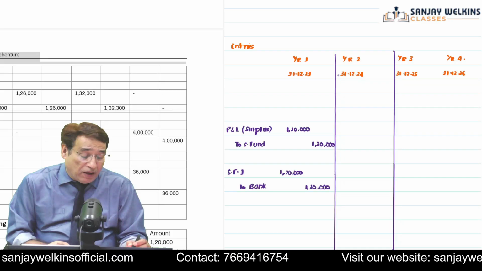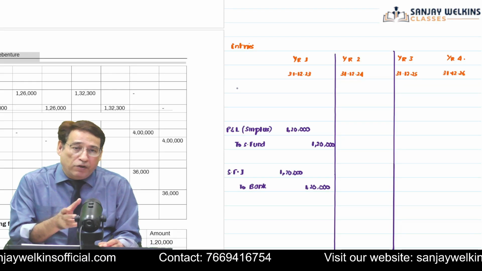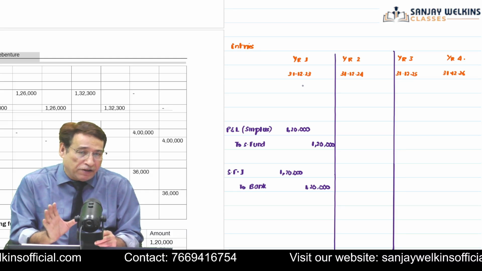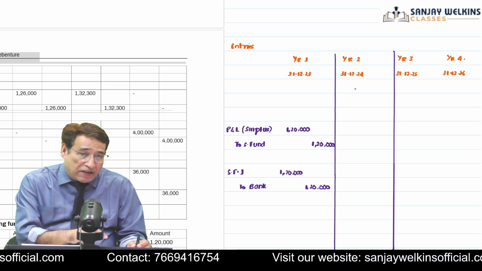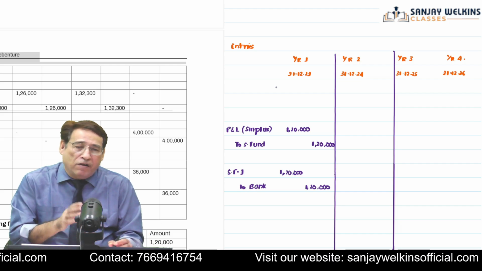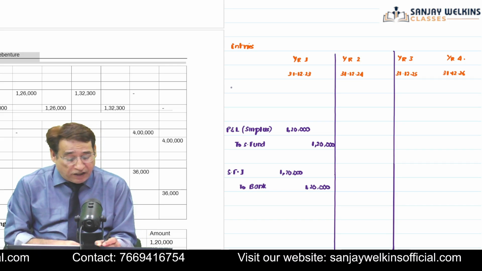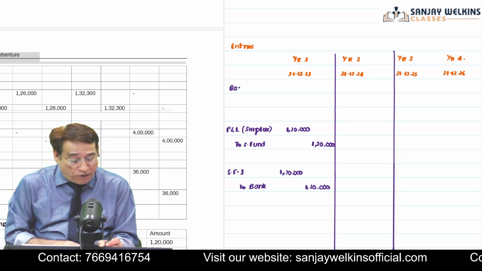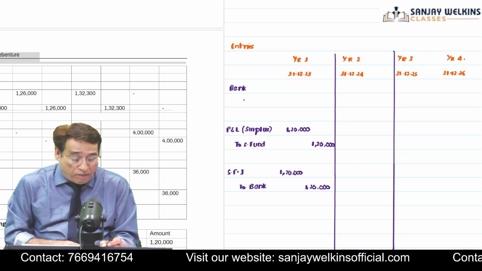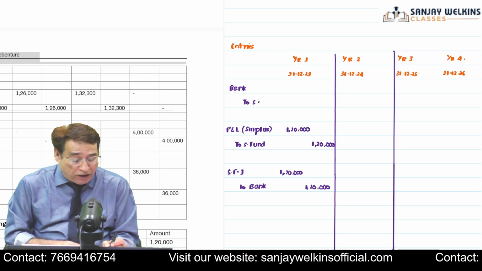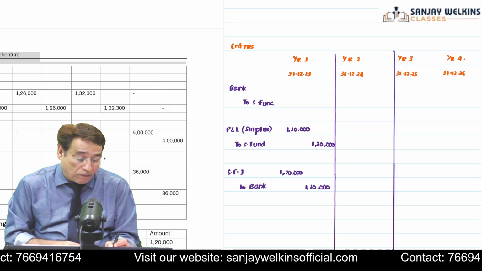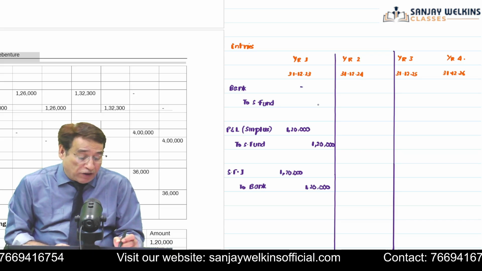That means, in the first year, obviously, we are not going to receive any interest. So that is why in the first year, no entry for interest will be there. But in the second year and subsequent years, you are going to pass three entries. The first entry will be for interest. Bank account debit to sinking fund. This entry is for receiving interest. Bank account debit to sinking fund.